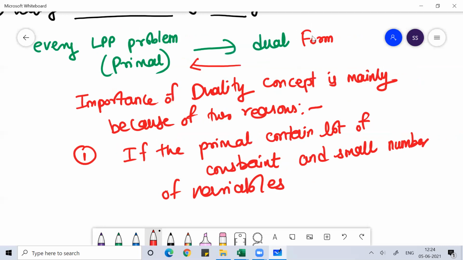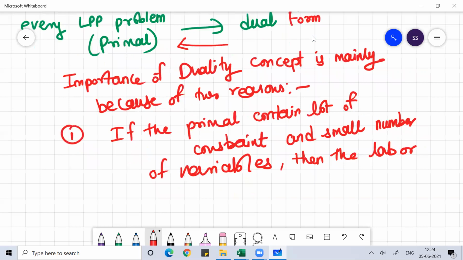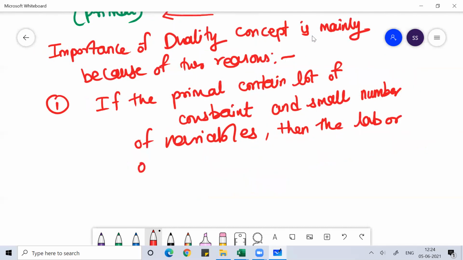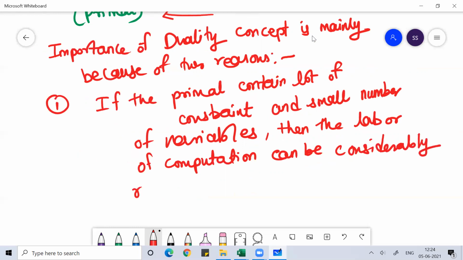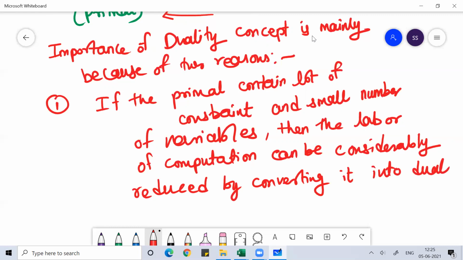So if the primal contains a large number of constraints and a small number of variables, then the labor of computation can be considerably reduced. The labor means the time, the effort you take to solve the problem. The labor of computation can be considerably reduced by converting it into the dual problem and then solving it.